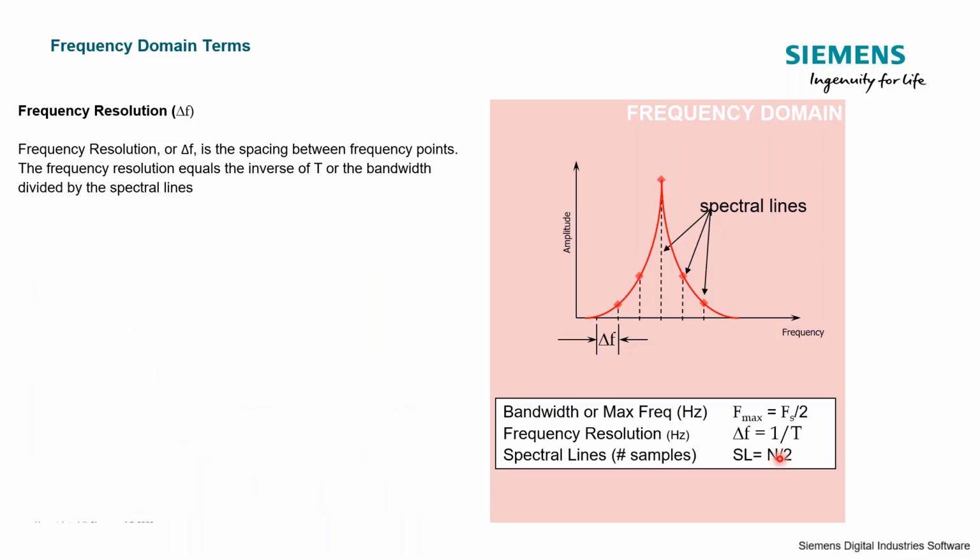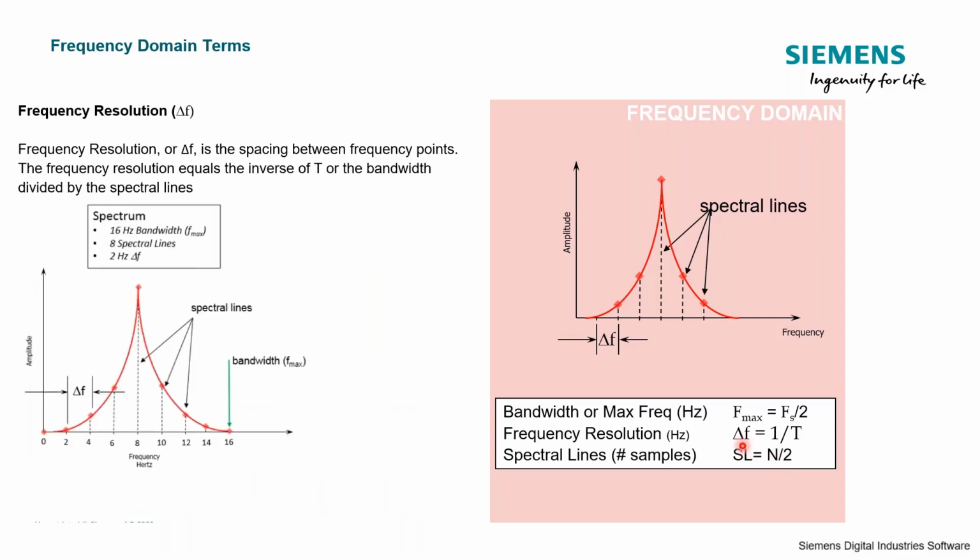Now, frequency resolution, represented here as delta F, is 1 over our frame size. We can just think about it like this. If we had a bandwidth of 16 hertz and we had 8 spectral lines, then we're going to have a frequency resolution of 2 hertz, right? The distance between each one of these spectral lines would be 2 hertz. So we could rewrite that equation and say that delta F is the bandwidth divided by the number of spectral lines as well.